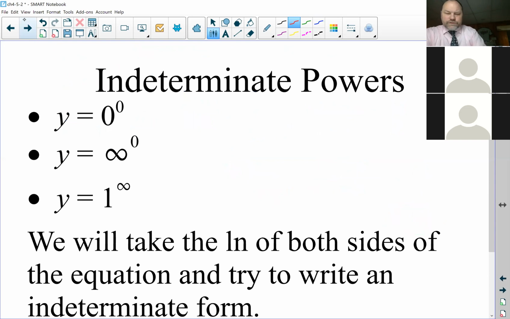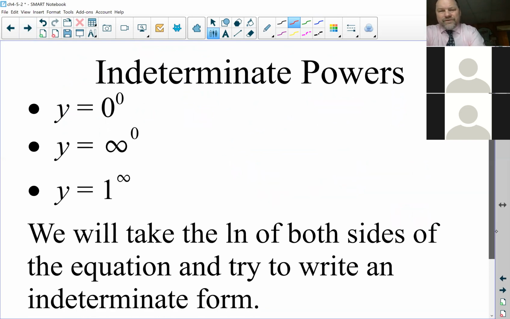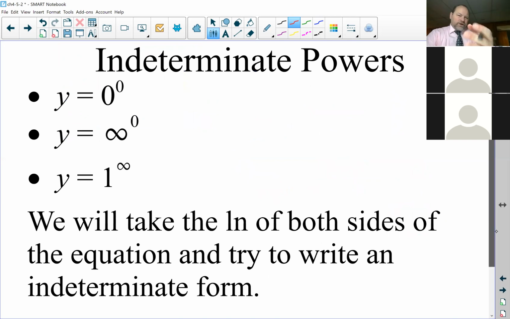The one that takes the most work are these things called indeterminate powers. So if you have 0 to the 0 power, one of the things that we learn in algebra pretty early on is anything to the 0 power is 1 except for 0. So we're going to take a look at what possible values that could have, or what values it would approach. Infinity to the 0 power is an indeterminate power. And kind of the odd one, I think, is this 1 to the infinite power.